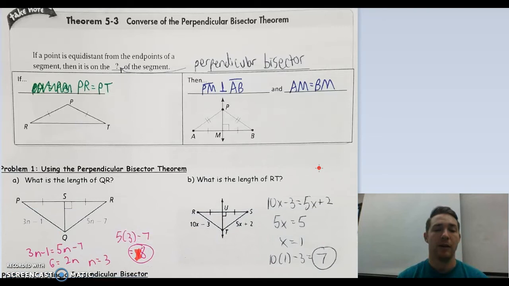If I'm looking for the length of RT, we find it basically the same way. Since I have the same starting information, I have a perpendicular bisector, I have a point T here that's on the bisector. That means the length from T to one endpoint should be the same as the distance from T to the other end. So 10x minus 3 equals 5x plus 2. That means if I solve here, I get that 5x is 5. So when x is 1, all I got to do is plug that back in. 10 times 1 minus 3, that should give us 7 for the length of RT.